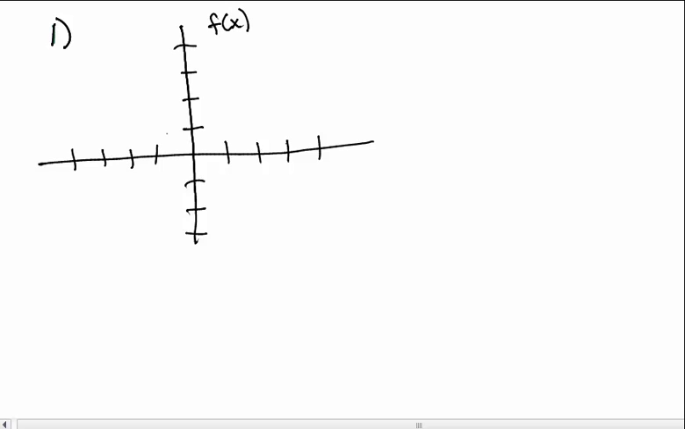And on this graph, we're going to put on the point -3, 1. We're going to put -1, 3. We're going to put 2, -1. And we're going to put 3, 1.